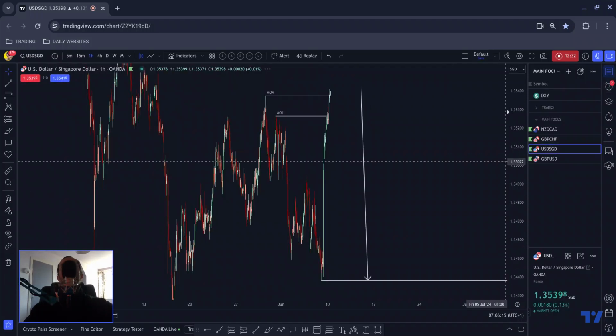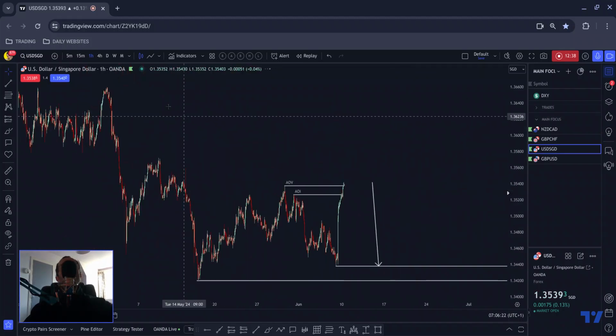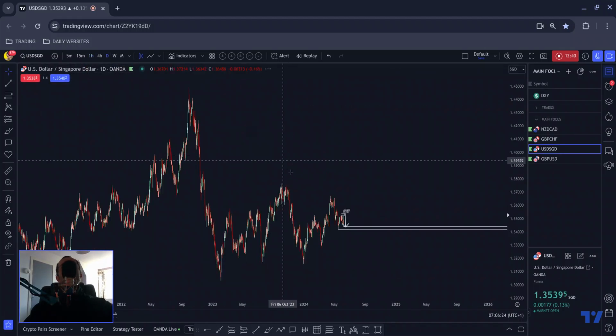So dollar Singapore is a bit of a hedge play. I am anticipating the DXY, the dollar index, to go long at this moment in time, but just as a little potential hedge play.